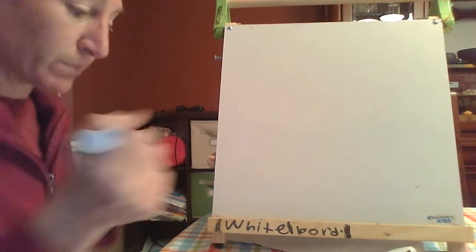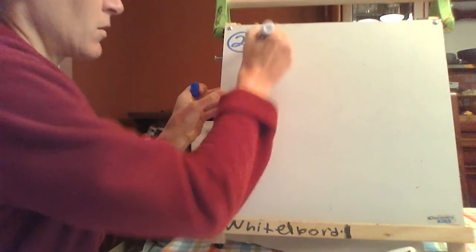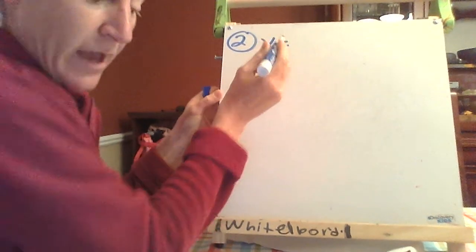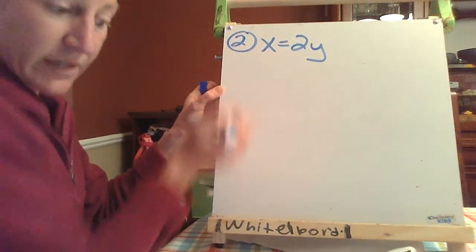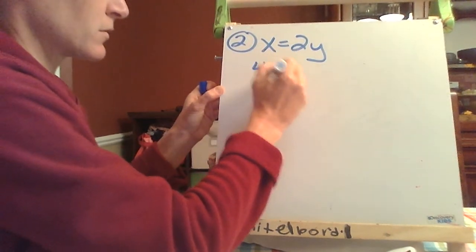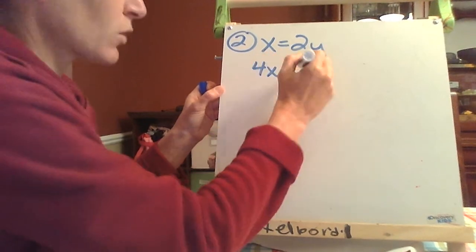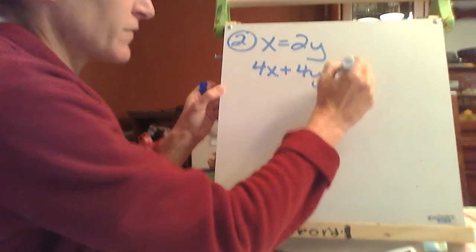Okay, erase all this and go to example number 2. Example 2. X equals 2y, and then 4x plus 4y equals 15.